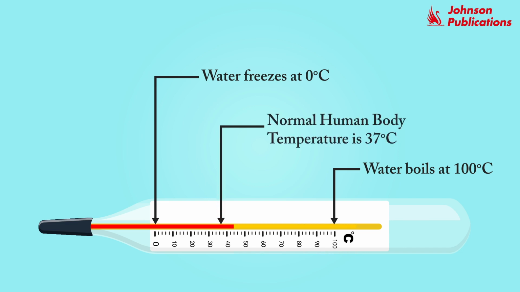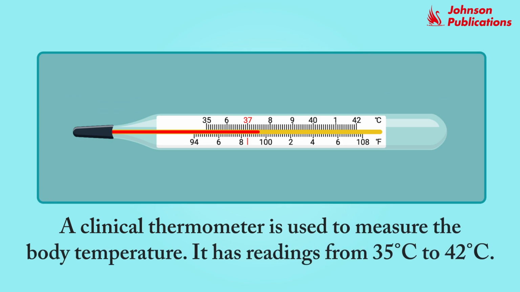Normal temperature of a human body is 37 degrees Celsius. A clinical thermometer is used to measure the body temperature. It has readings from 35 degrees Celsius to 42 degrees Celsius.